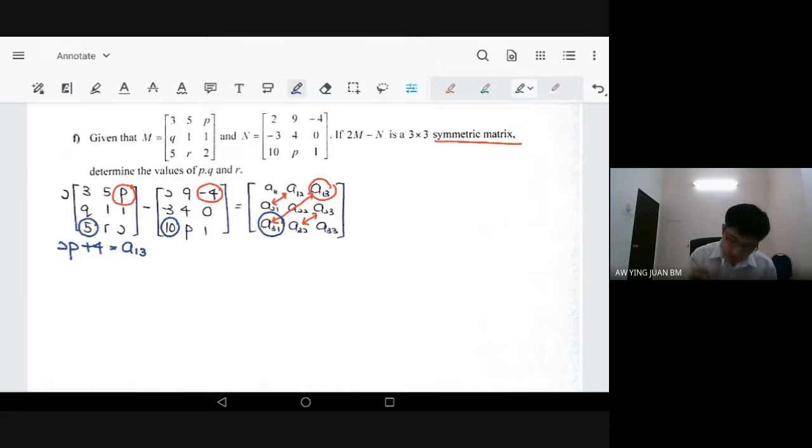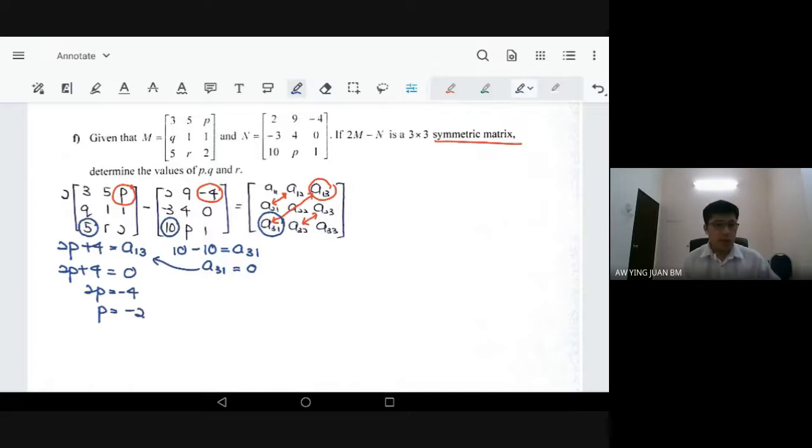So here we have another situation. 10 minus the 10 is equals to A31. So from here, we notice that the A31 is equals to 0. Since the A31 is equals to 0, so meaning that A13 also equals to 0. So 2P plus with the 4 is equals to 0. Next, 2P equals to negative 4, P equals to negative 2. So here is the process how we determine the value of P.